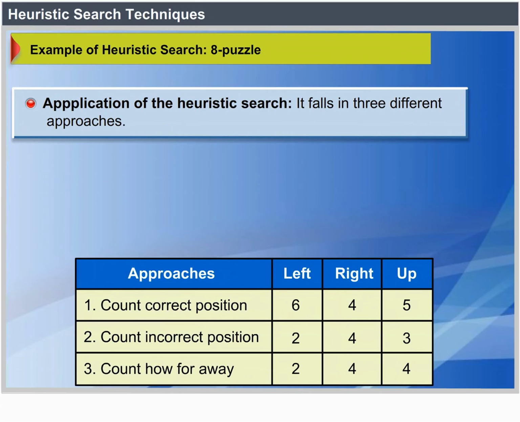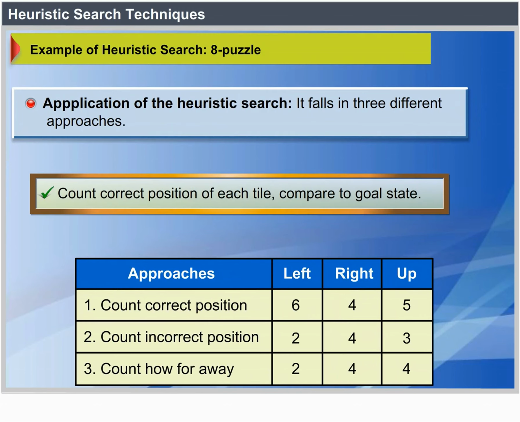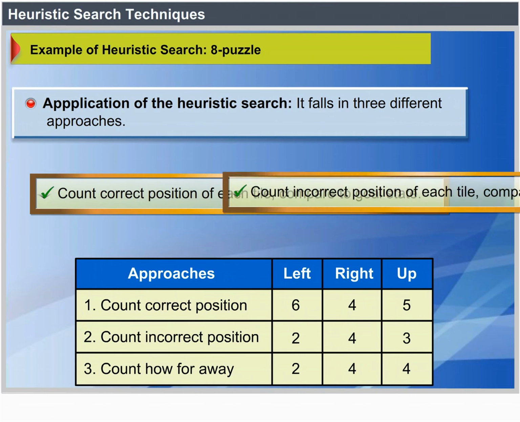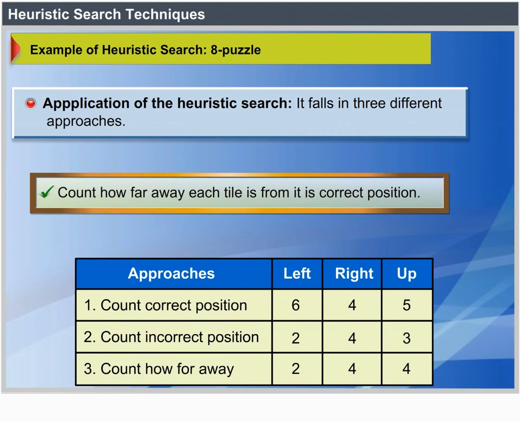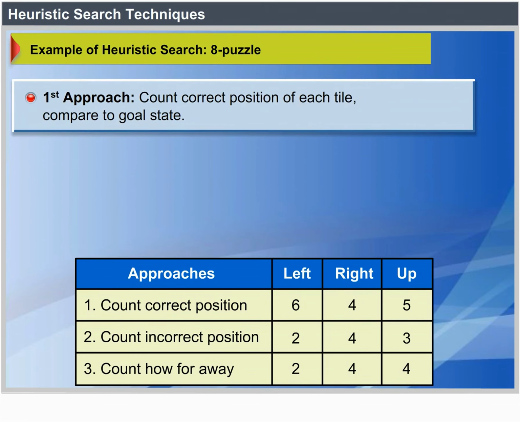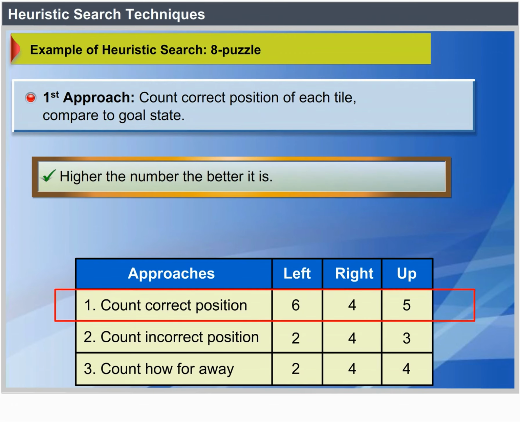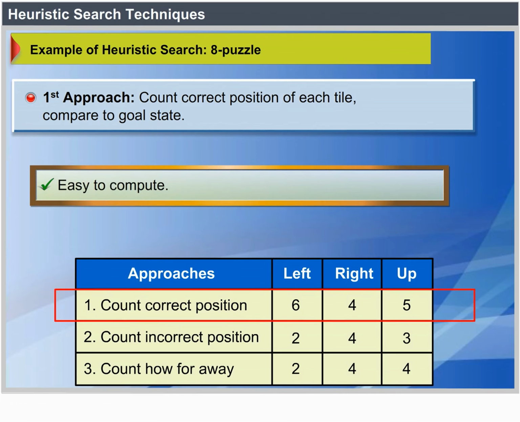Count the correct position of each tile, compared to the goal state. Count the incorrect position of each tile, compared to the goal state. Count how far away each tile is from its correct position. First approach: count the correct position of each tile compared to the goal state. The higher the number, the better. Easy to compute, probably the simplest possible heuristic.